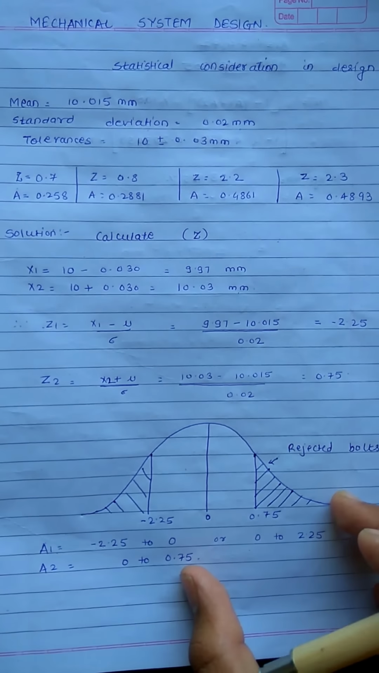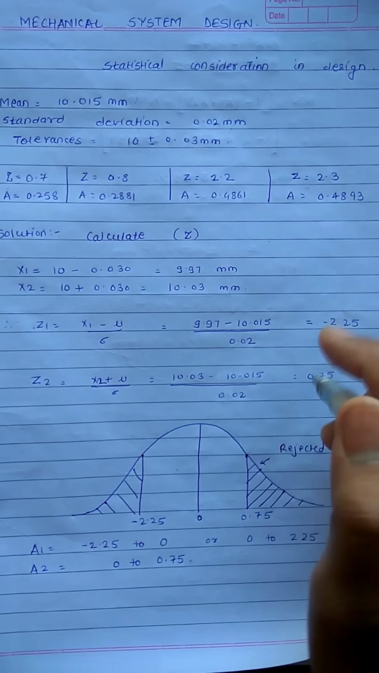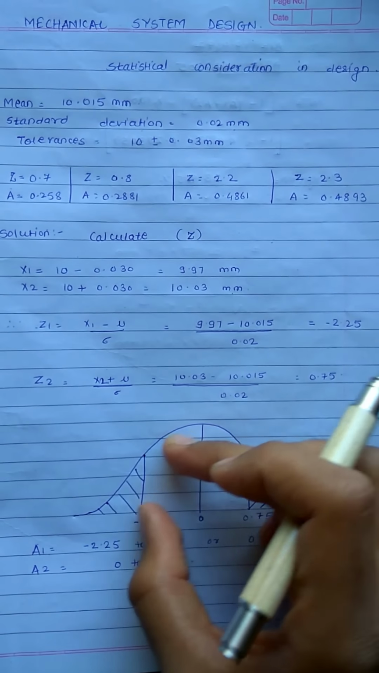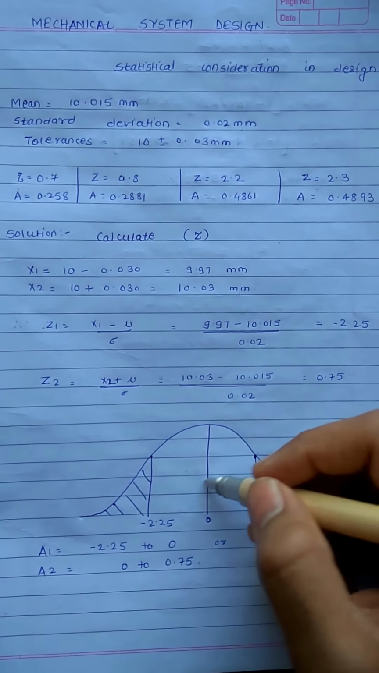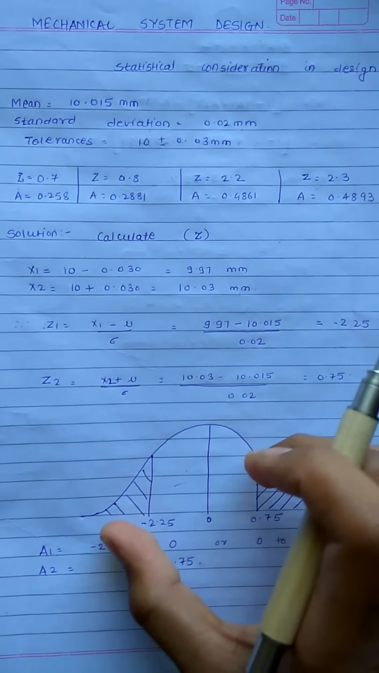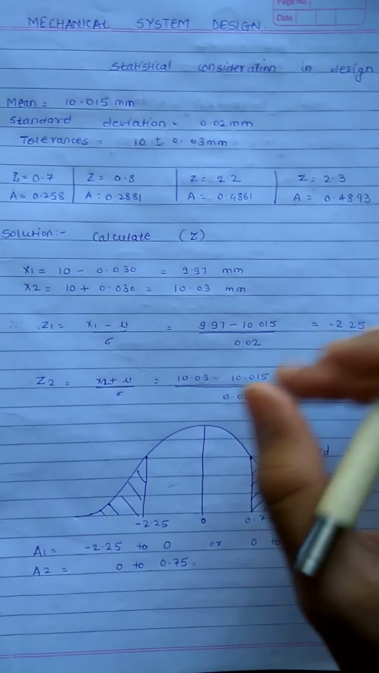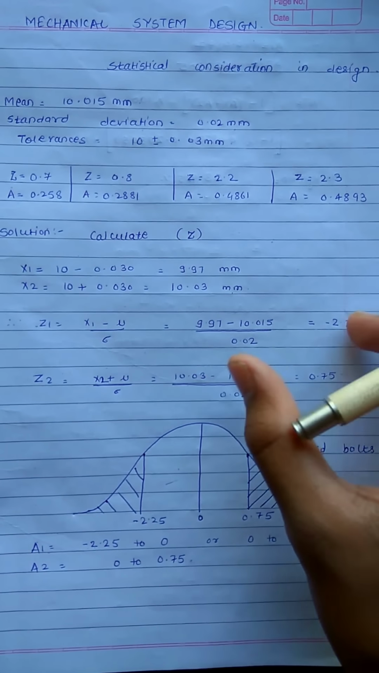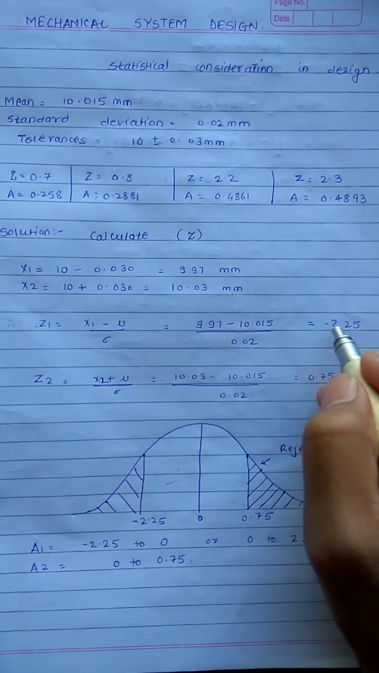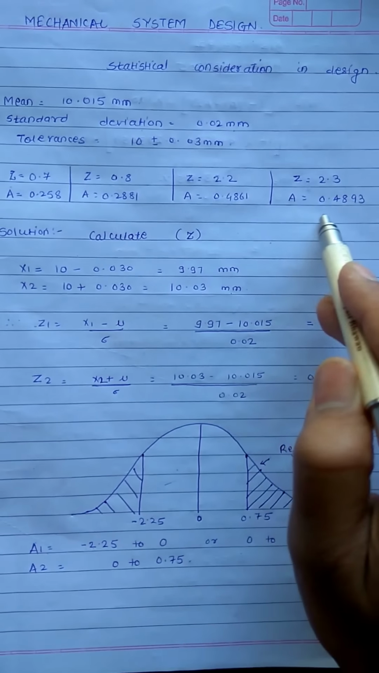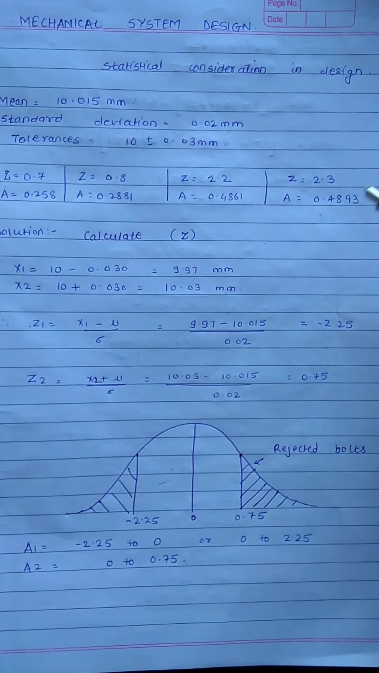We have to plot this graph in proportion to the found out values. Minus 2.25 will be somewhat far from 0 and 0.75 will be somewhat near to the 0. So you can see the difference between them. Now we have to calculate area. The biggest problem is calculating the area in this numerical, after which it will be solved easily. So minus 2.25. As it is not given here, we have to find out it by interpolation.